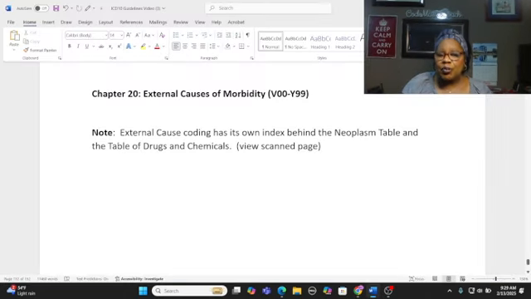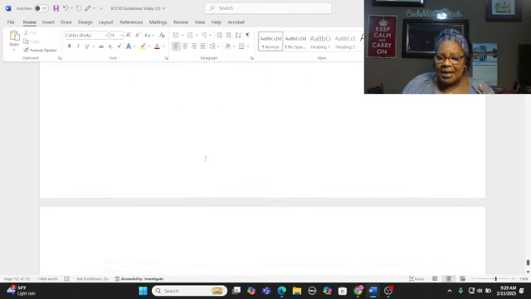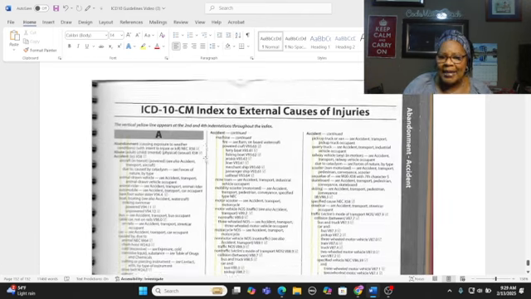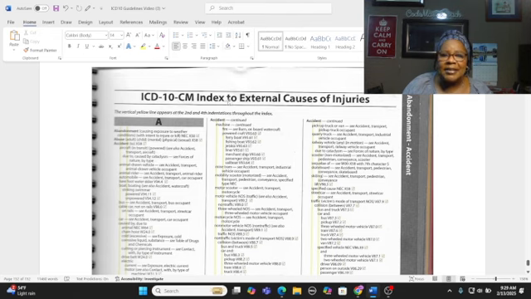All right, chapter 20, external causes of morbidity. These codes range from V00 through Y99. And I start off with the note that says external cause coding has its own index and is located behind the neoplasm table and the table of drugs and chemicals. And I did scan the first page of the ICD-10-CM index to external causes of injuries.